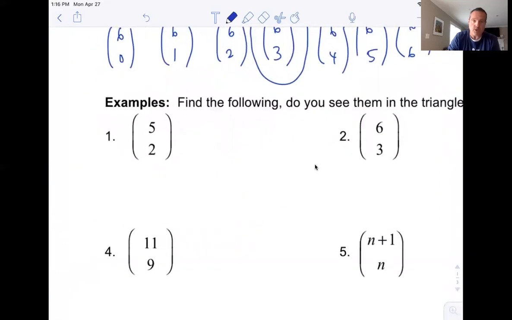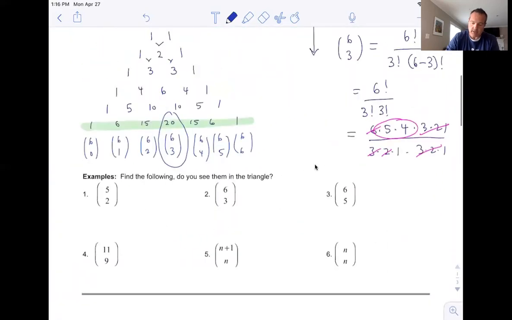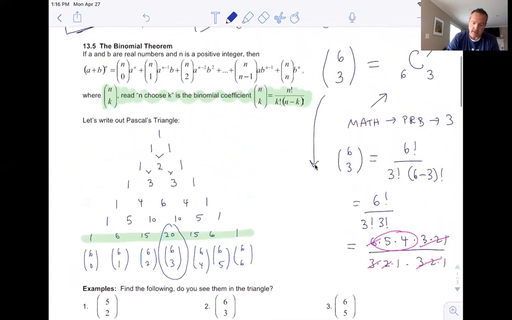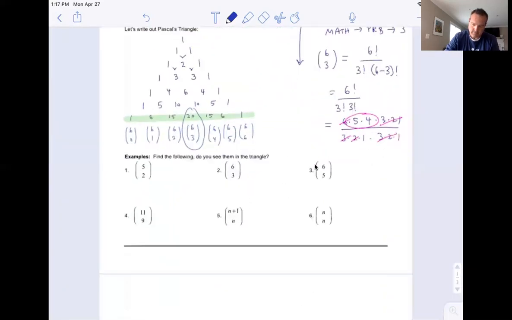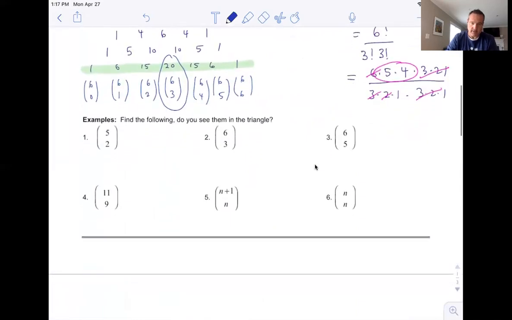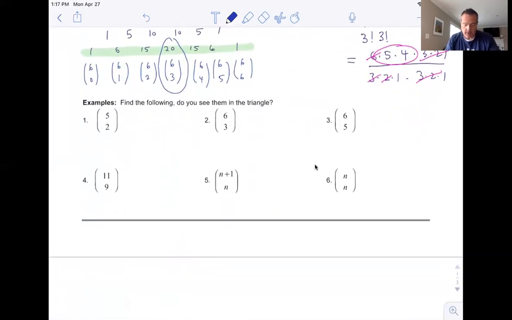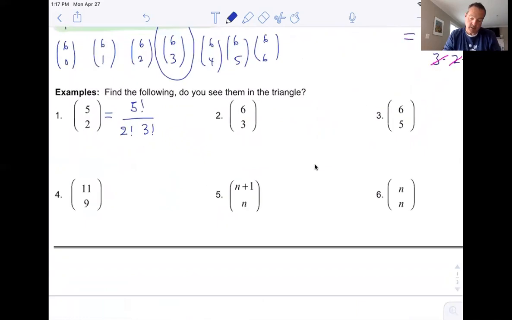And I'll do some using the formula. Again, the formula is given right here. I've highlighted it in green. You can also get these on your calculator, though, with the combination button. But okay, 5 choose 2. You can think of this as having 5 friends, and how many ways can you pick 2 of them? It's top number factorial over bottom number factorial, and then subtract those 2 numbers factorial.